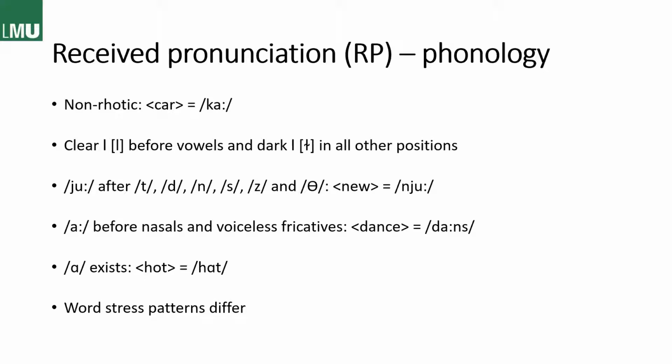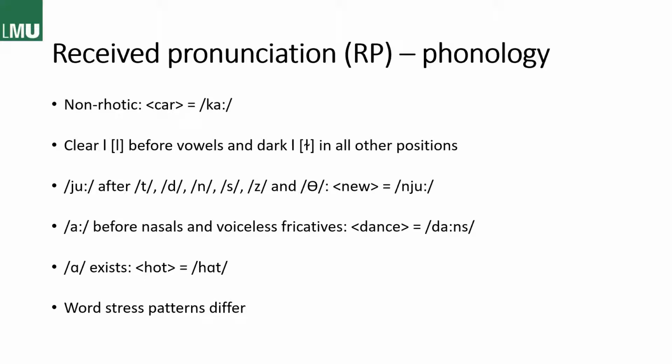Then you have the phoneme A as in father before nasals and voiceless fricatives. My example here is dance, which of course we'll get to GA later, but there it would be dance. And you have the so-called pot sound, which exists only in RP as compared to GA, not mentioning any other emerging standards here. So it's just the two of them that I'm comparing.